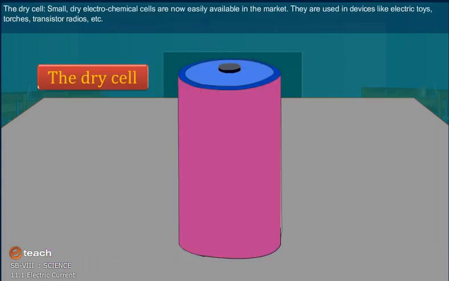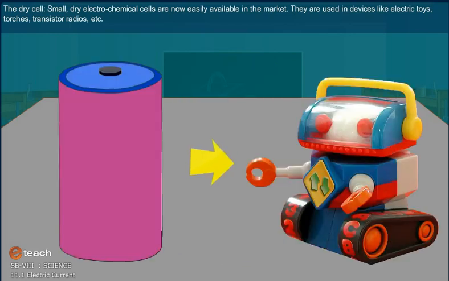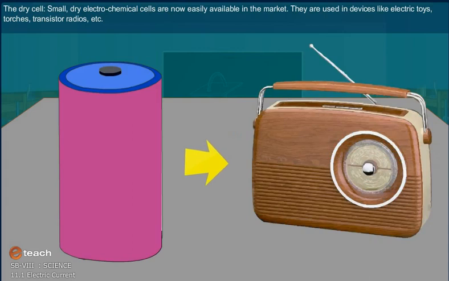The dry cell. Small dry electrochemical cells are now easily available in the market. They are used in devices like electric toys, torches, transistor radios, etc.